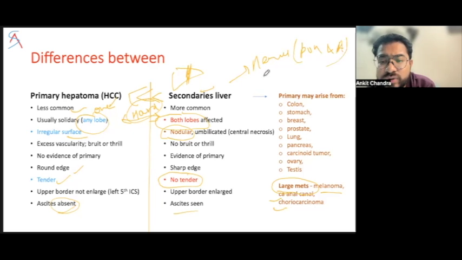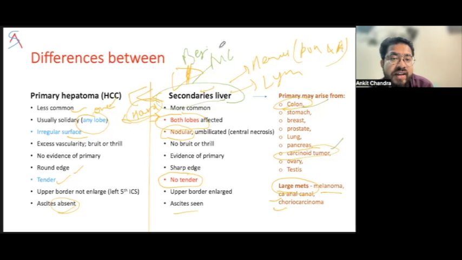It could also be due to lymphatic spread. Consistency would be hard, as I already told. Good prognosis is there in case of colon carcinoma and in case of the carcinoid tumors. Most common liver malignancy is liver secondaries. Most common liver malignancy is secondary. Most common benign liver lesion is hemangioma.